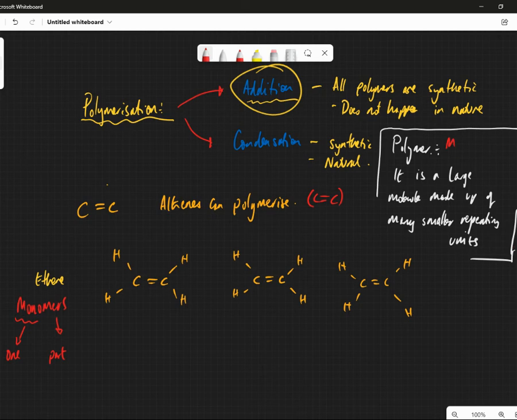So we call large molecules macro. These are often called macromolecules.